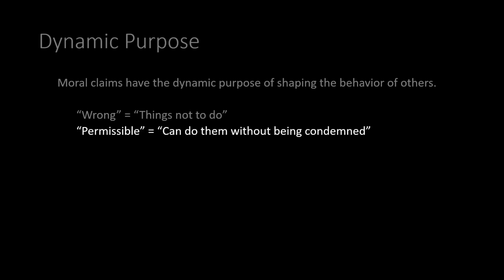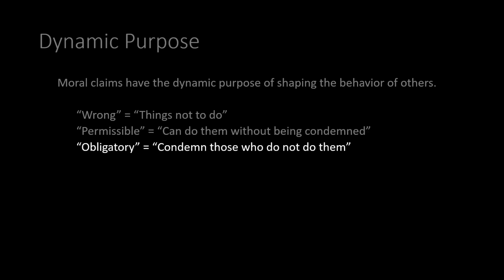It certainly seemed a part of my parents' dynamic purpose in telling me some things were wrong, to shape my attitudes in such a way that I wouldn't do them. What I learned is that a part of the meaning of wrong is that they referred to things not to do. Similarly, to say that something is permissible is to say that it would be wrong to condemn those who do them. They're on the safe list. Whereas if something is obligatory, then it's something that one has to do, that reasonable condemnation would follow upon a failure to do them.